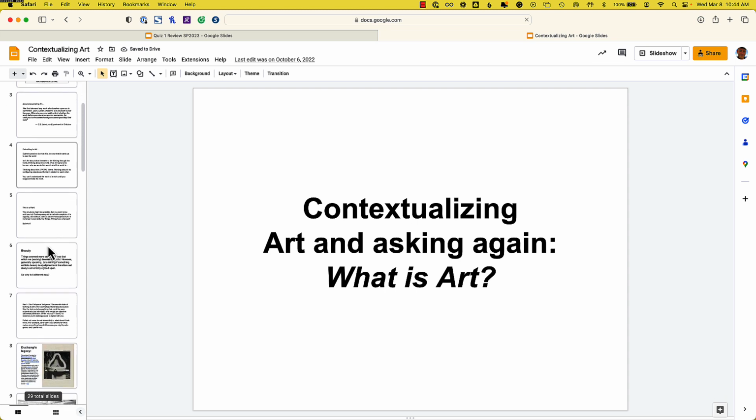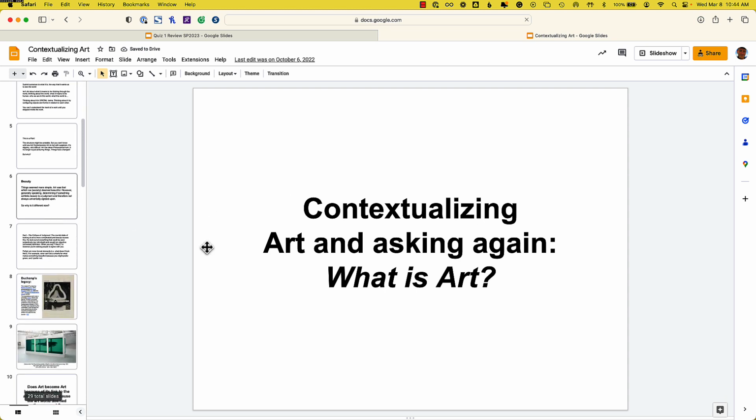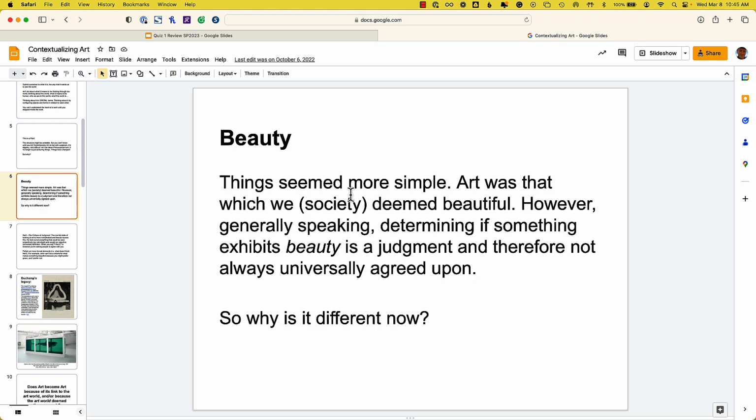But the main thing I want you to hone in on in this lecture and really pay attention to is the idea of beauty becoming a criteria that is no longer useful for defining what art is. And that has everything to do with the fact that humans can't universally agree as to what defines beauty.